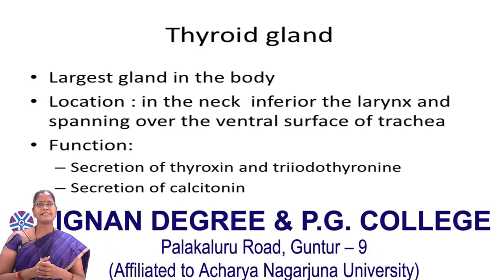Thyroid gland is the largest gland in the body, and it is located in the neck, inferior to the larynx, and spanning over the ventral surface of the trachea. Coming to the functions, the thyroid gland mainly secretes thyroid hormones, which are thyroxine, called the T4 hormone, and triiodothyronine, which is represented as T3. In addition to the thyroid hormones, the thyroid gland will also secrete another hormone called calcitonin.